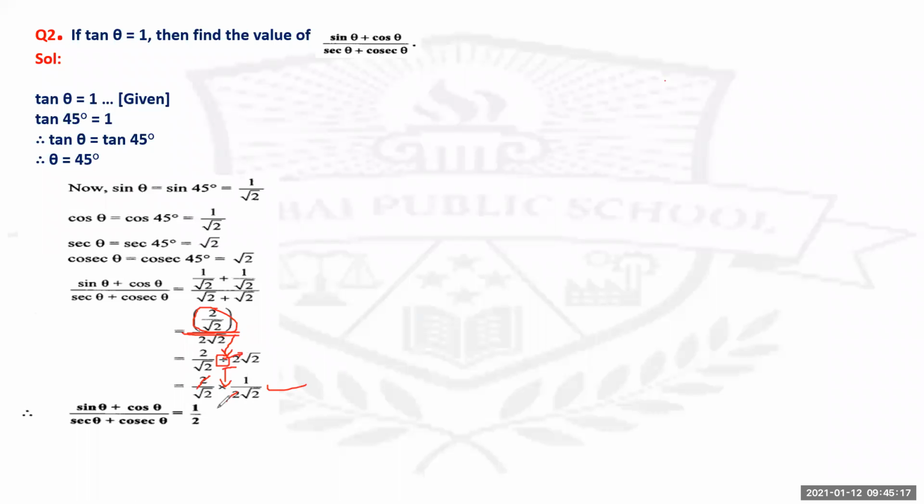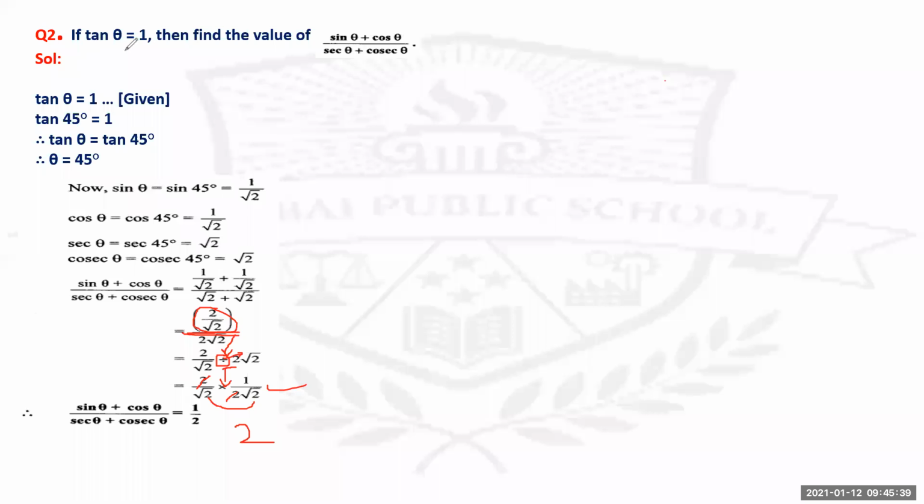This 2 and 2 get cancelled. No other questions to be asked. Now root 2 into root 2. Root 2 into root 2 is 2. Understand? Anchal, did you get this?